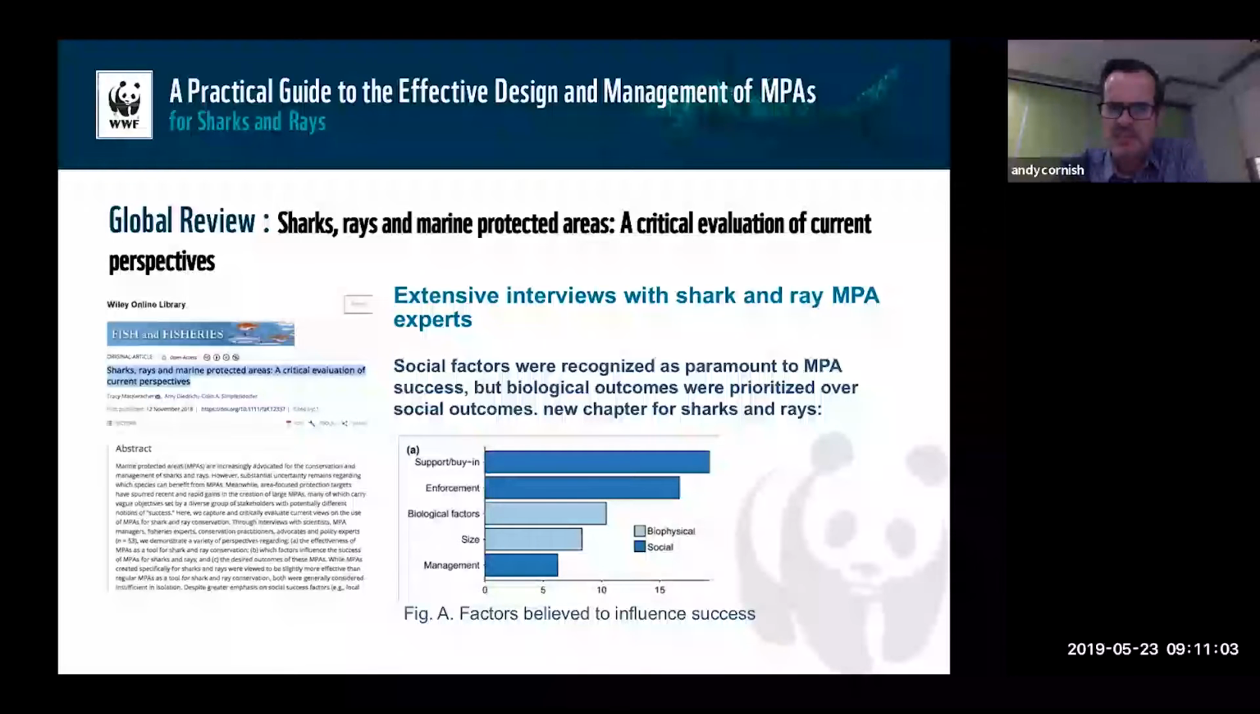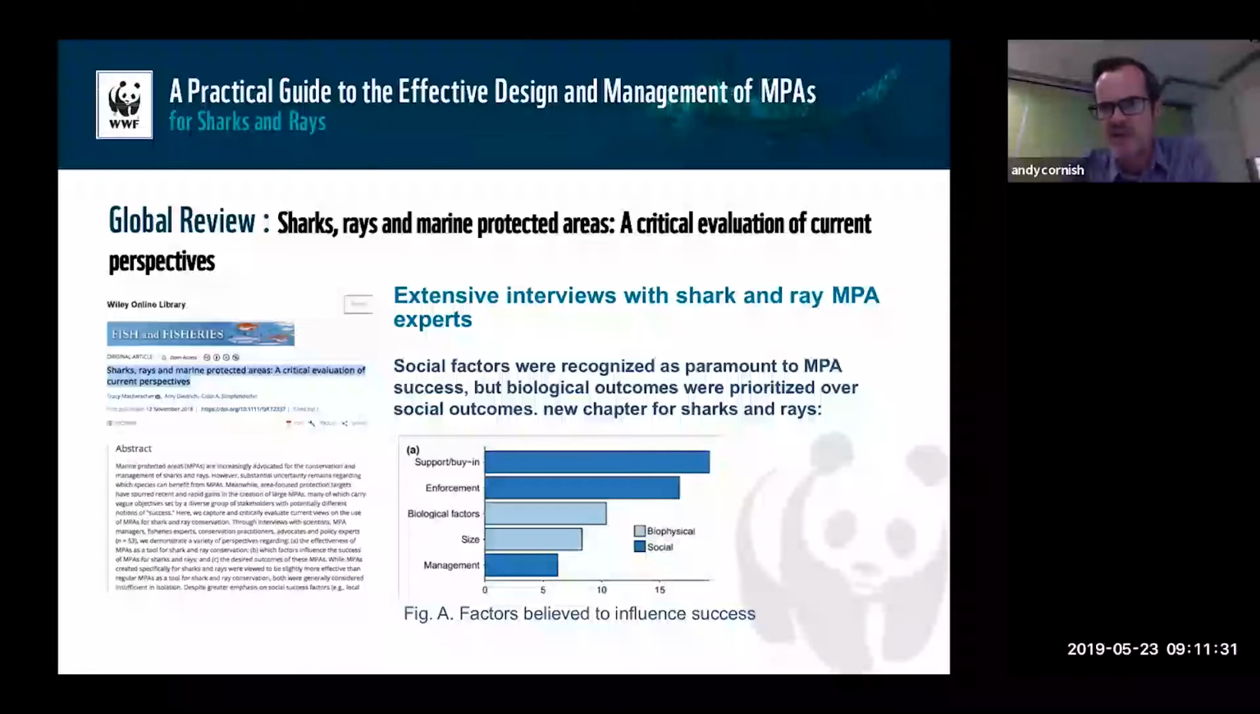And I've just pulled out two key findings from this, one of which is that if you look at the graph at the bottom, factors believed to influence success, you'll see that support and buy-in from the community was viewed even higher than the biological factors, and even higher than enforcement, which is something that people talk about probably more than anything as dictating success or failure. So there's a key lesson there.